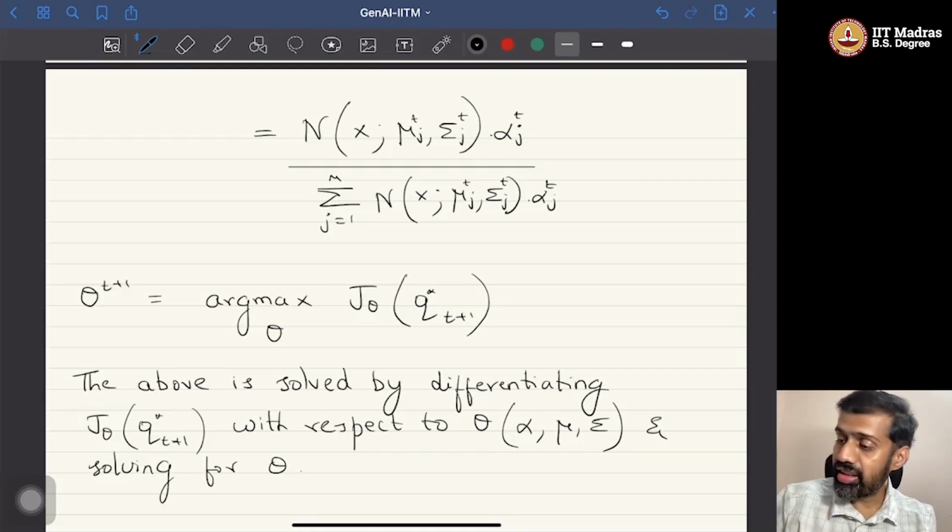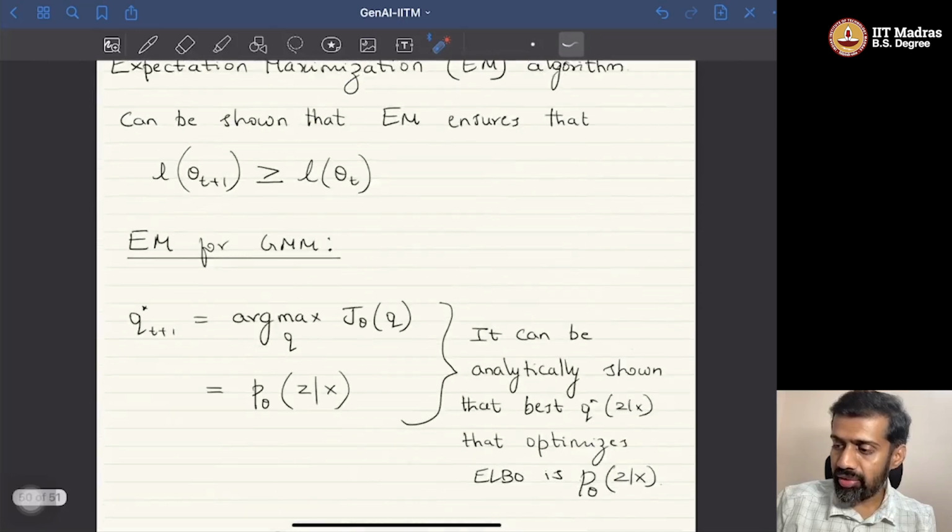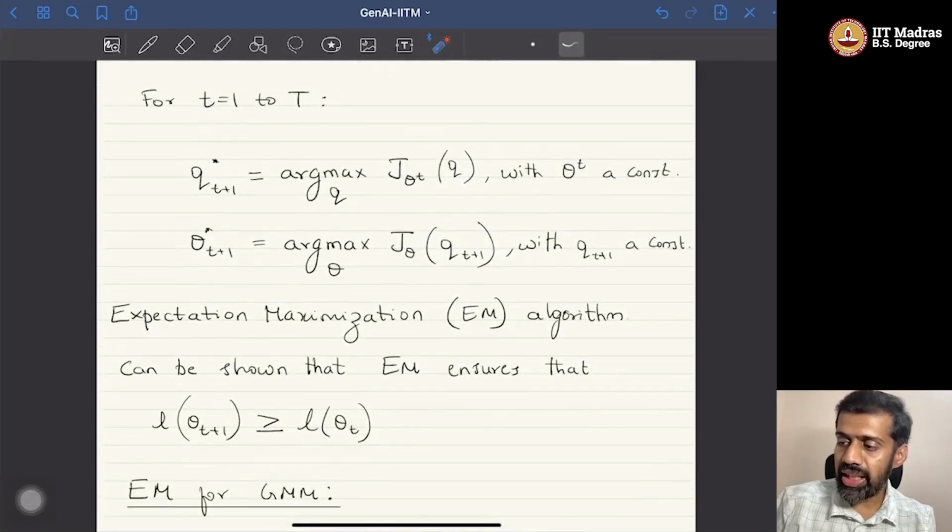Anyone interested can simply take this, write down the J theta as the definition that we have given, differentiate that with respect to alpha, with respect to mu, with respect to sigma, and then find out what the best parameters are, right? So now this is the expectation maximization algorithm, which is an iterative algorithm to find q and theta for a Gaussian mixture model.